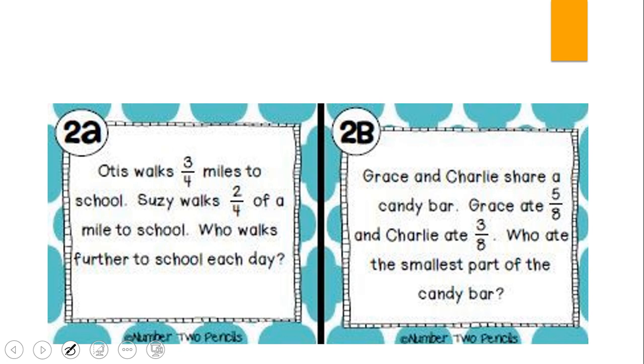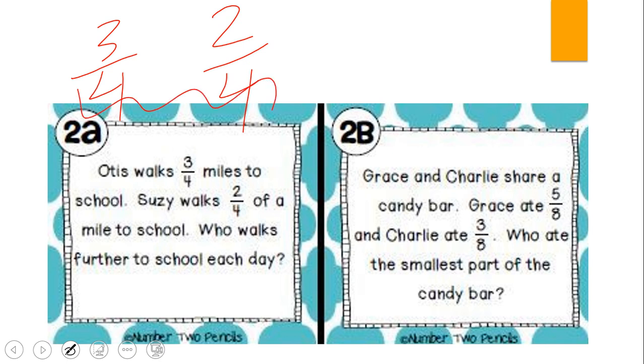Then we might have some comparing word problems. So here Otis walks 3/4 of a mile to school. Susie walks 2/4 miles to school. Who walks further each day? And remember, the numbers at the bottom don't matter. We're just looking at the numbers on the top. So I know that Otis walks further.